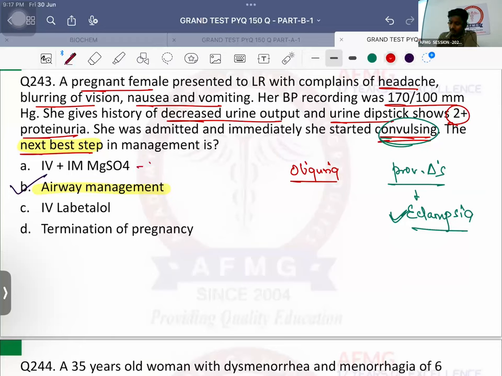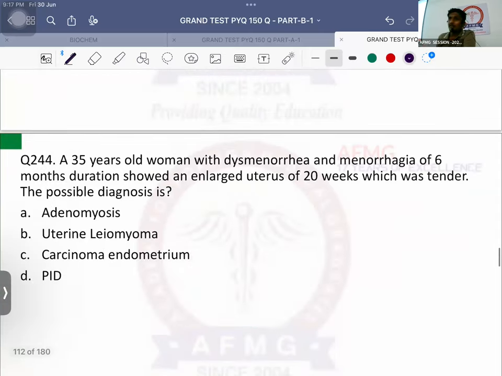Then the drug of choice, if they ask you, then the answer should be IV magnesium, IV plus IM magnesium sulfate. And the definitive management for eclampsia is immediate termination of pregnancy. Theek hai? Drug of choice for hypertension or hypertensive crisis in pregnancy is labetalol. That will also be given, but again, that is not the next best step.